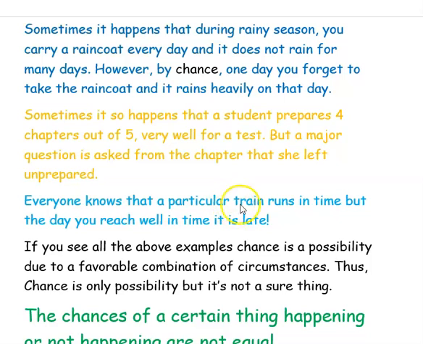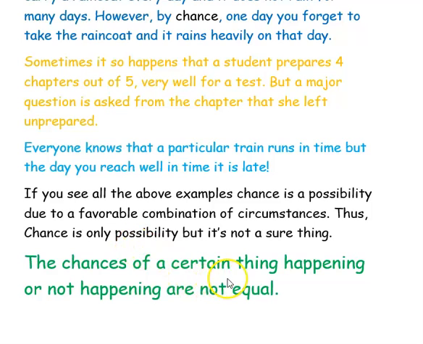Everyone knows that a particular train runs in time, but the day you reach well in time, the train will be late. So if you see all the above examples, chance is a possibility due to a favorable combination of circumstances. Thus, chance is only possibility, but it's not a sure thing. Chance of certain thing happening or not happening are not equal. It depends upon the circumstances.